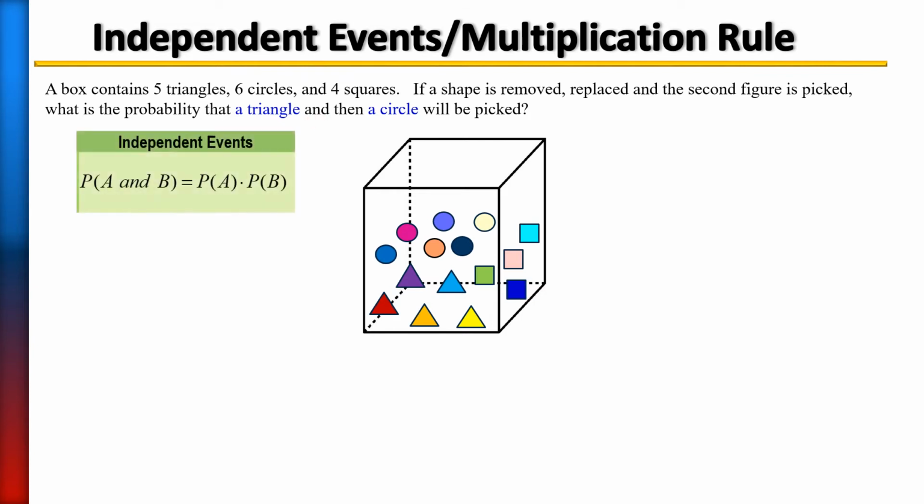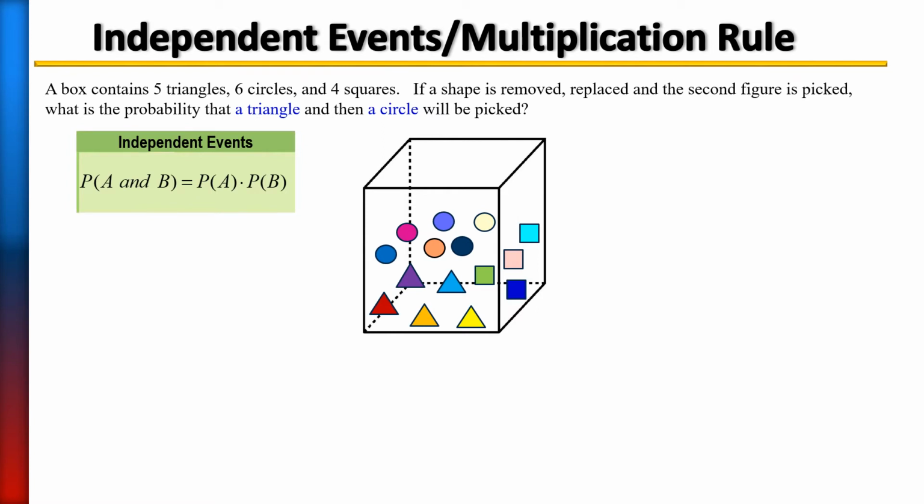So with the first event, it is the probability of selecting a triangle. That's event A. Event B is selecting a circle. Now, before we can calculate the probability of these events, let's find out how many shapes we have in all. So if we add the 5 plus 6 plus 4, we have a total of 15 shapes.